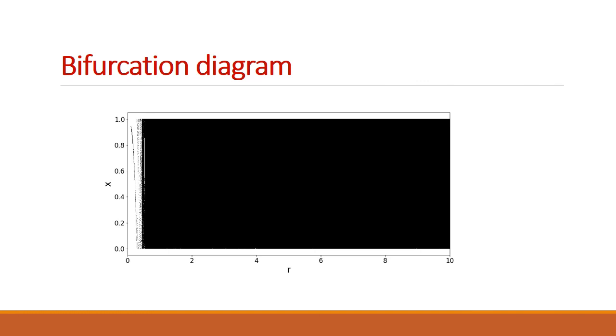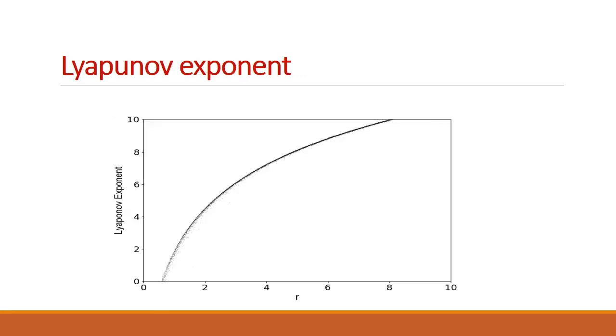Now you can see the bifurcation diagram of the JSMP map. The thick dark band shows the absolute chaotic nature of the JSMP map. Further, the Lyapunov exponent also shows an increasing curve, which means it is highly chaotic.